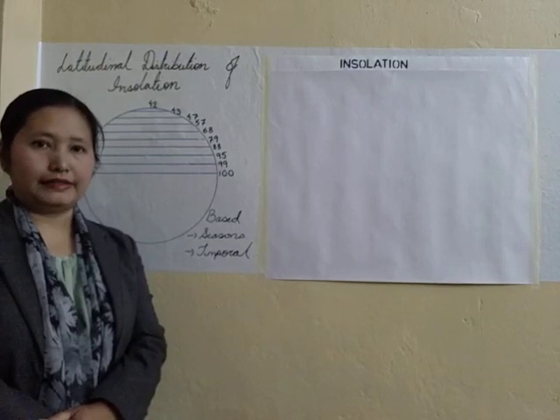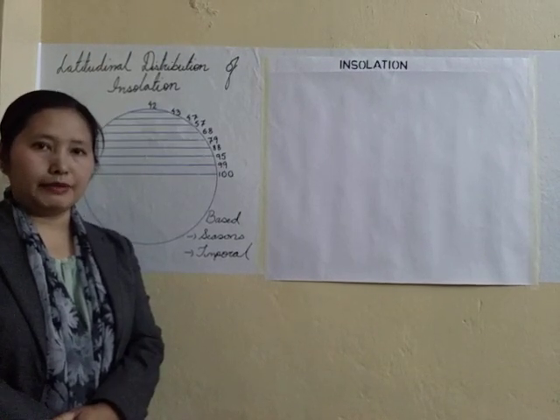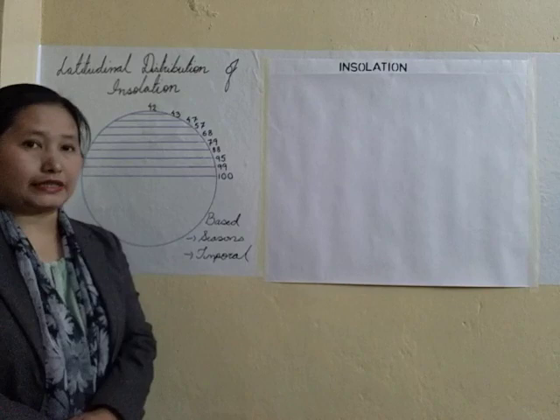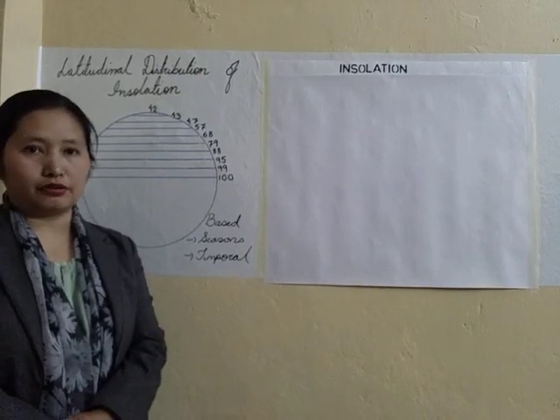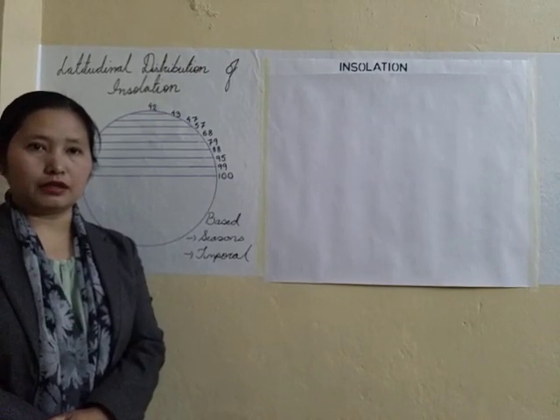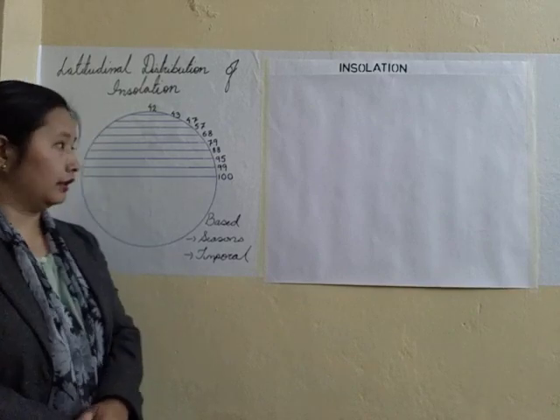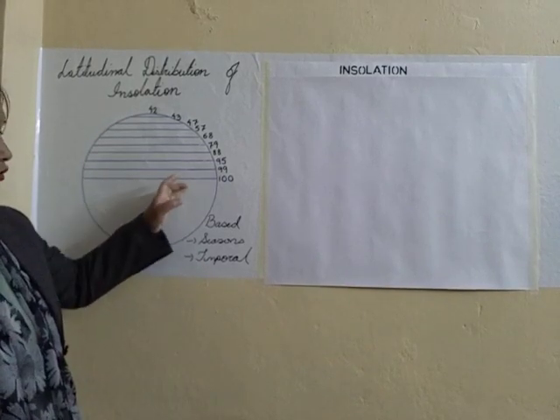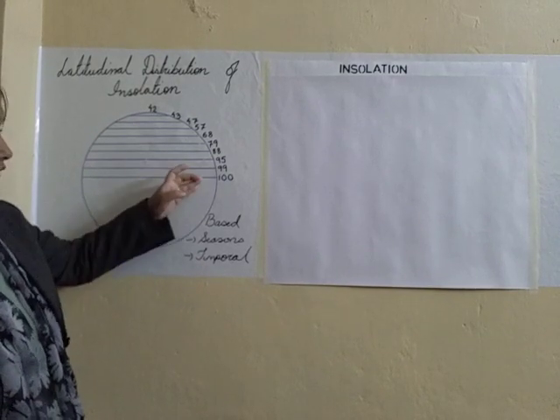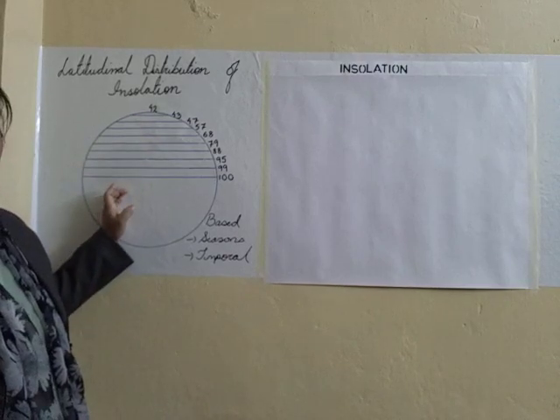So we have all defined insolation. Now we will be coming to the factors which affect insolation and the distribution of insolation. First of all, we will come to the distribution of insolation. Now, as we can see here, the distribution of insolation differs in differing latitudes.